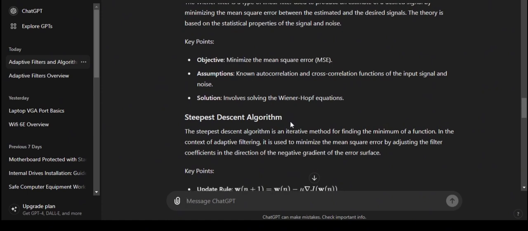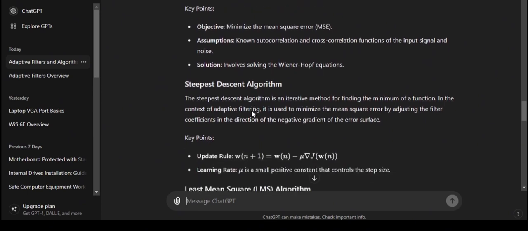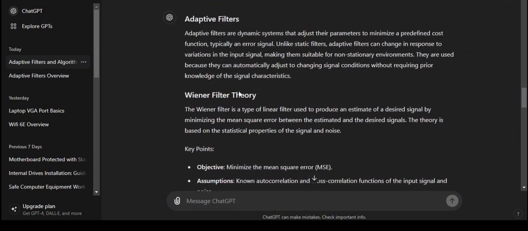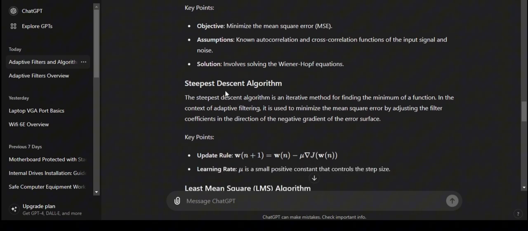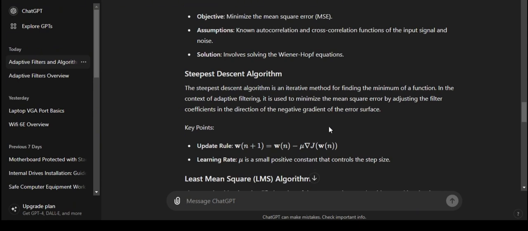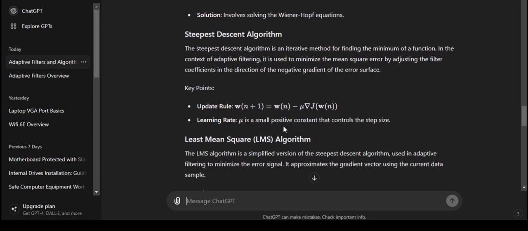For using adaptive filters we use some algorithms. The first algorithm is the steepest descent algorithm. It is an iterative method for finding the minimum of a function. In the context of adaptive filters, it is used to minimize the mean square error by adjusting the filter coefficients in the direction of the negative gradient of the error surface. The formula for the steepest descent algorithm is: w(n+1) equals w(n) minus the gradient of w(n) times lambda.